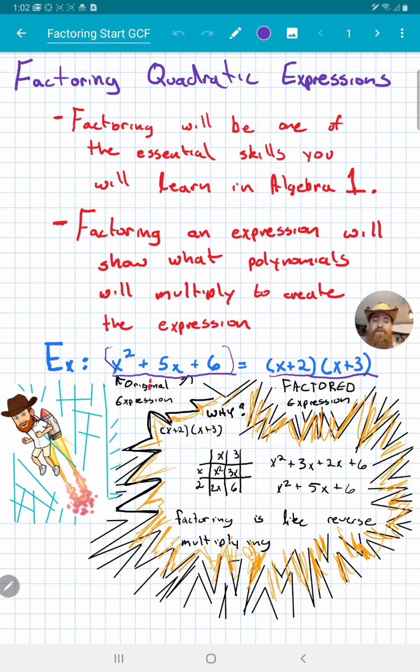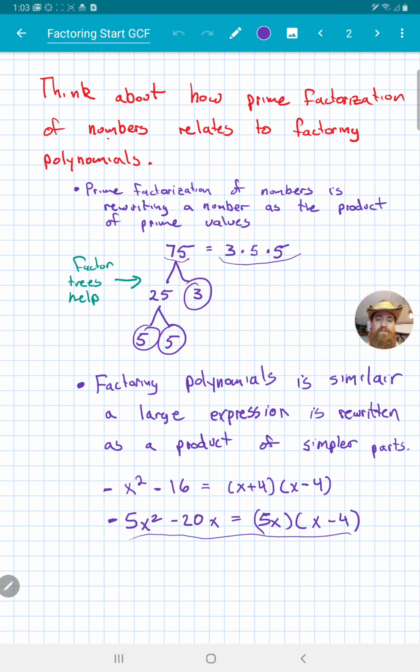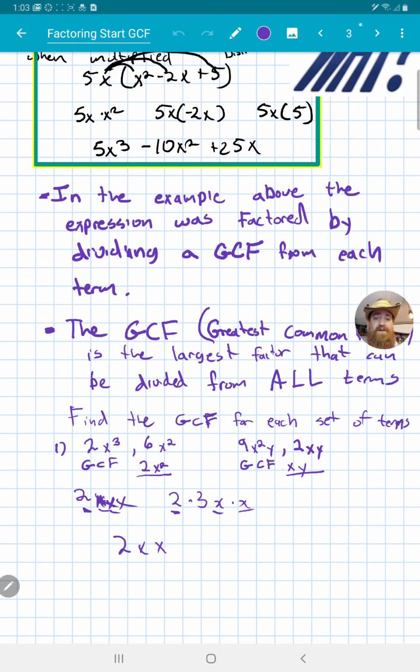But what we want to start with today is the other method that we use for factoring, and that's factoring by looking at the GCF. Okay, so to factor by GCF, we have to know what a GCF is. And let's go to the next page. Okay, we have to be able to find a GCF.